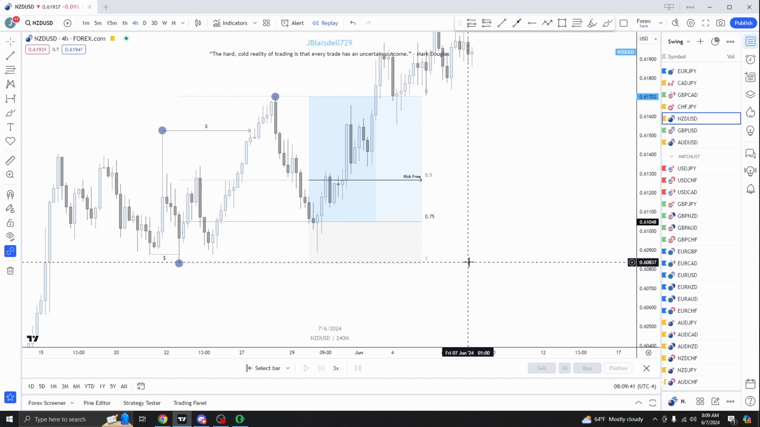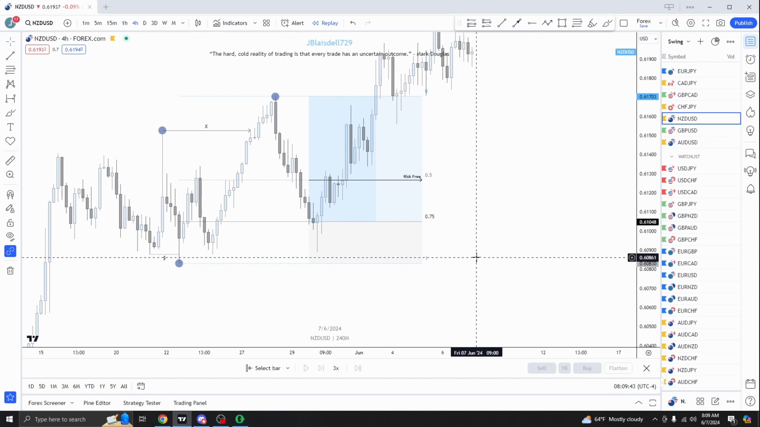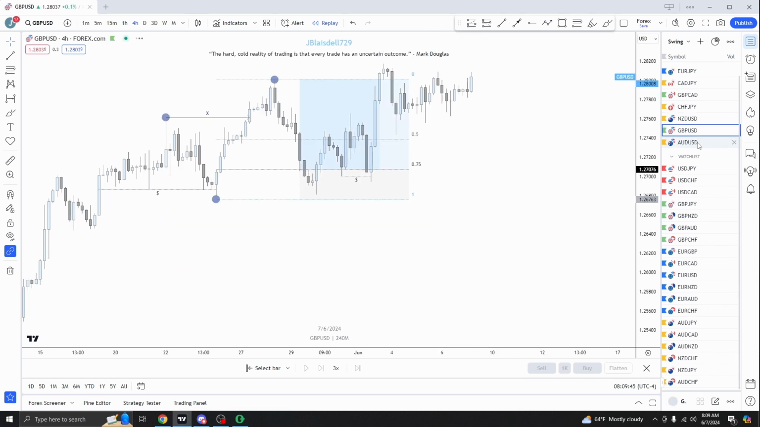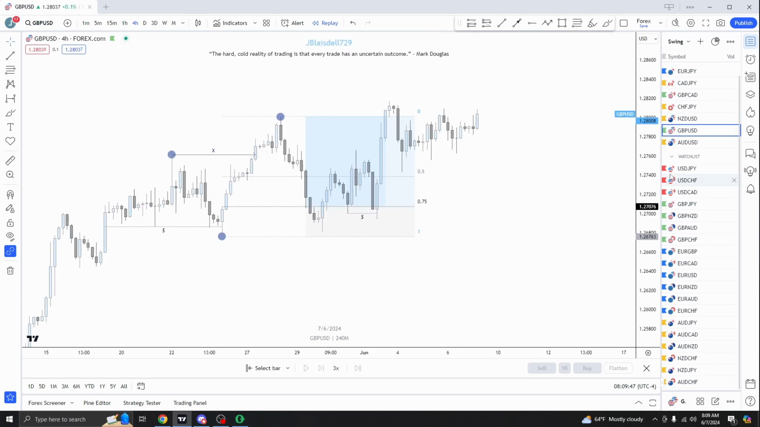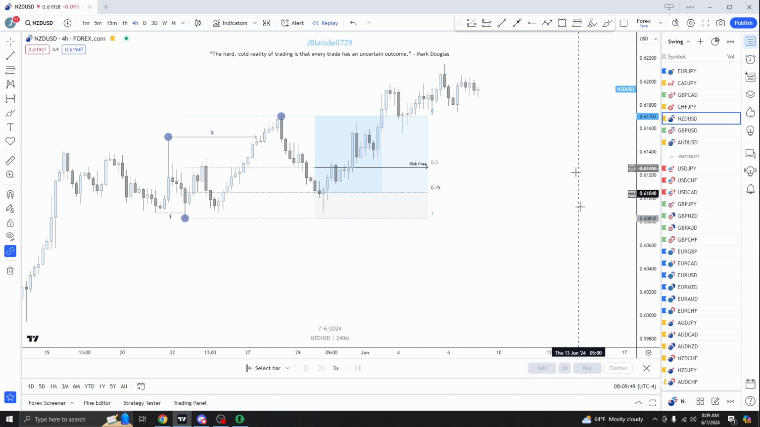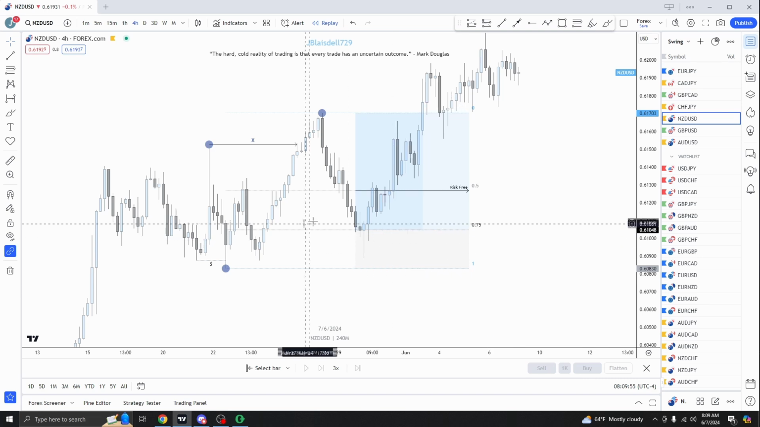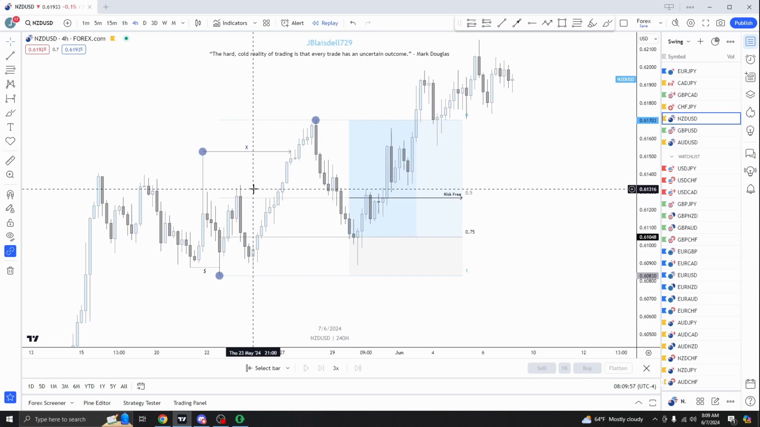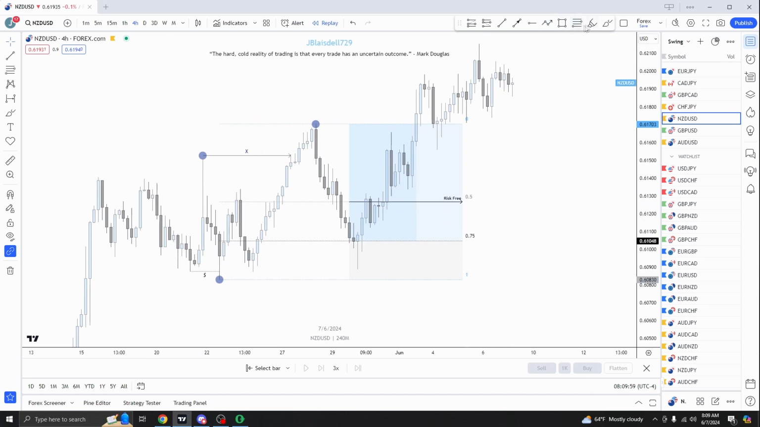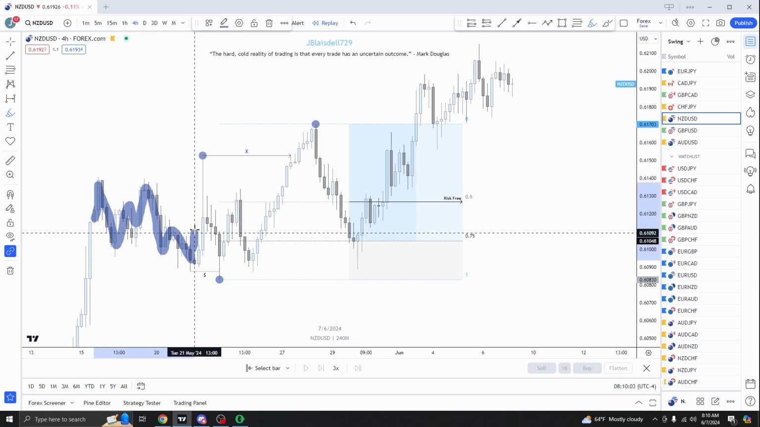So another thing about correlation, I personally don't use it. But of course, these three pairs are correlated and they all seem to have a setup at the same time. So pound US dollar, AUD US dollar, and NZD USD were all bullish in my opinion. So same kind of idea here. I saw the markets consolidating for, this is even longer than 6 days. I think this was like over a week.